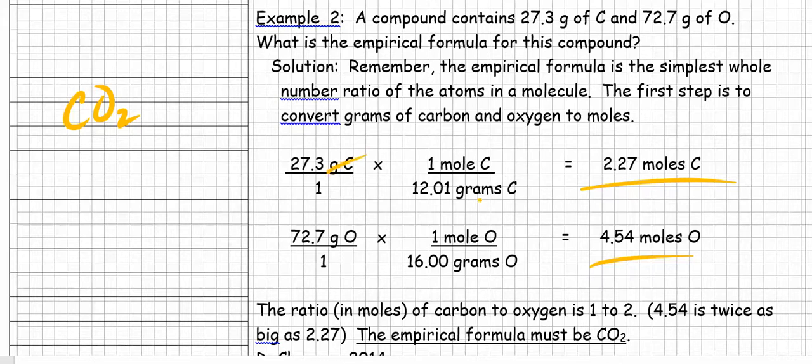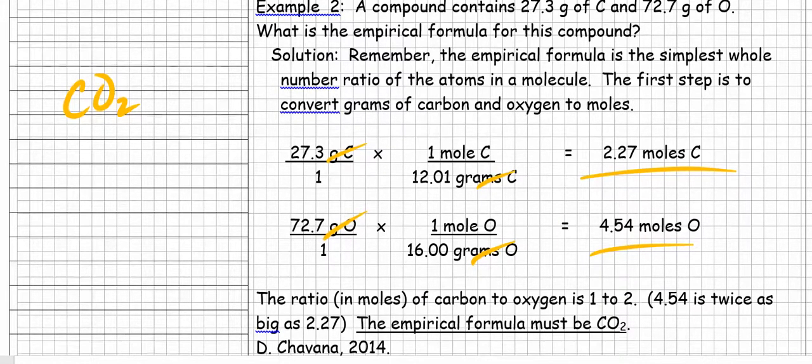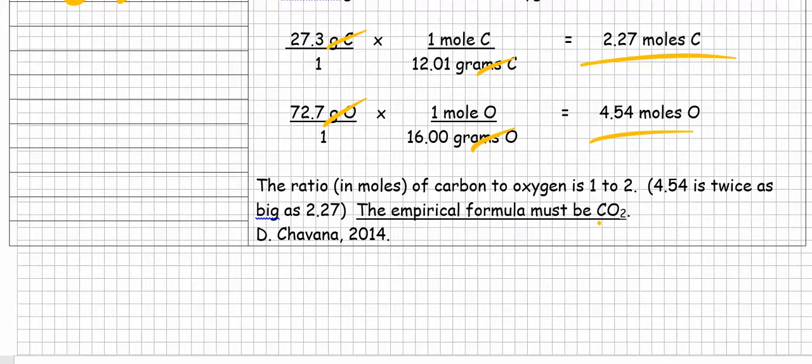Remember that these are going to cancel here and here, and so then what we're going to be left with is the mole ratio. It's obviously a 1 to 2 ratio, and so that means that the empirical formula is going to be 1 carbon for every 2 oxygens. So the empirical formula must be CO2, right? So that's the technique that we've used to find that empirical formula. Good.